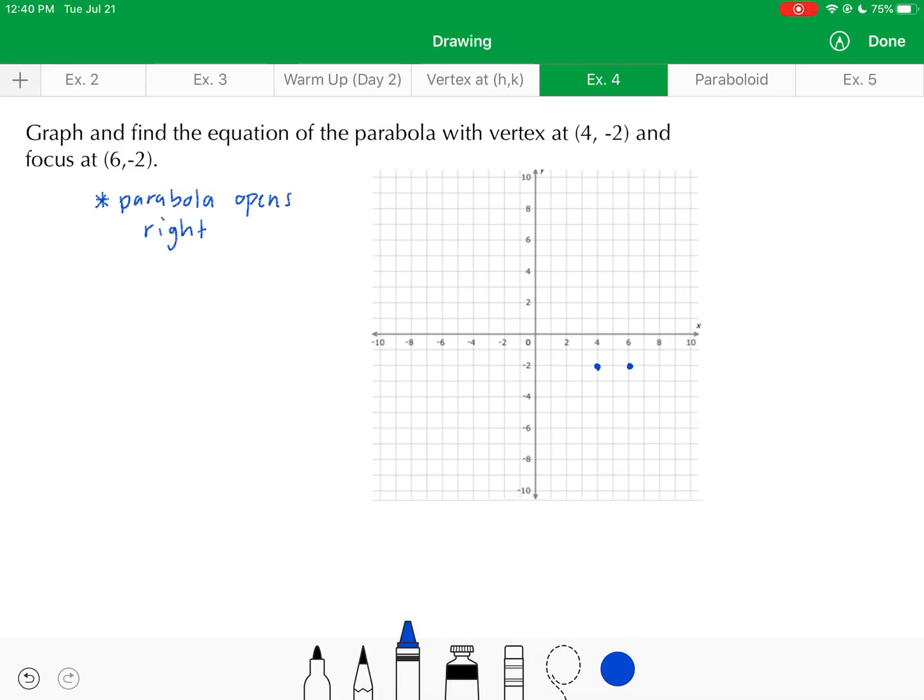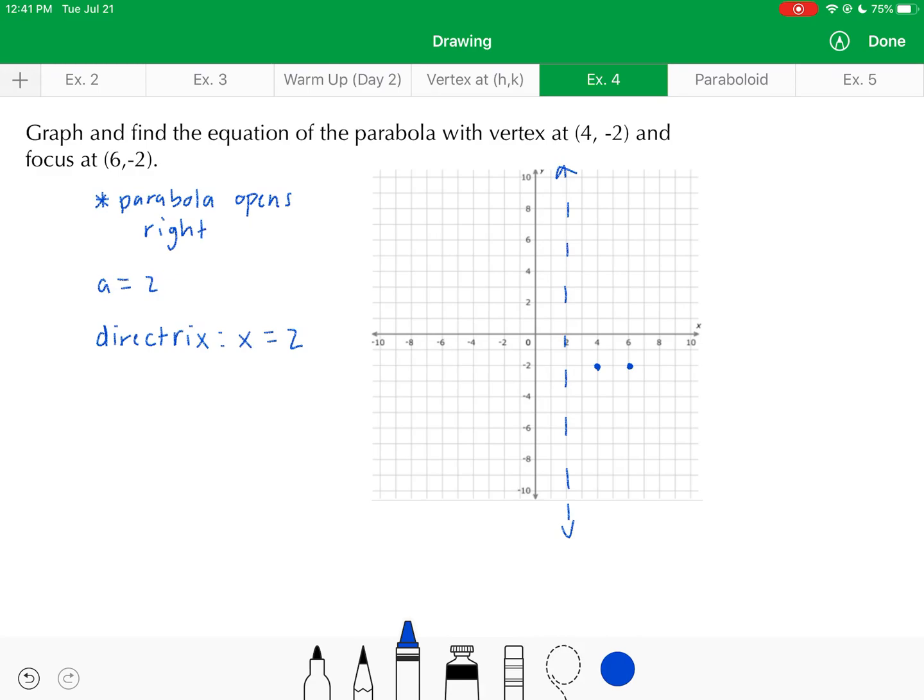The distance between those 2 points is 2, so my a value associated with my equation should be 2. And then that's going to lead me to finding my directrix. So from the vertex, go 2 units to the left and draw a vertical line. That's the line whose equation is x equals 2. All right. From here, I'm ready to make my equation.